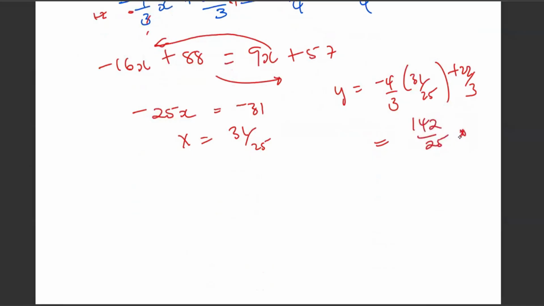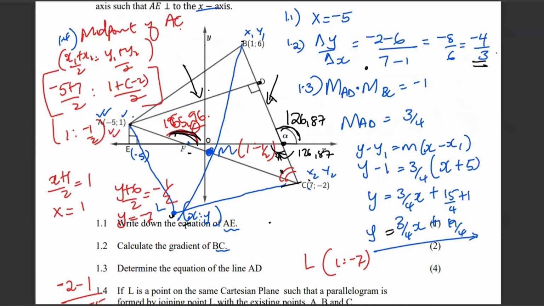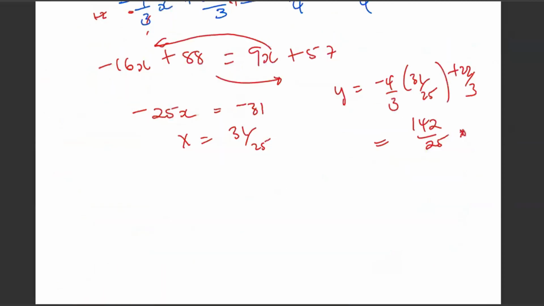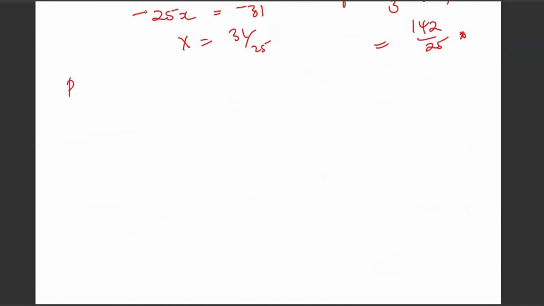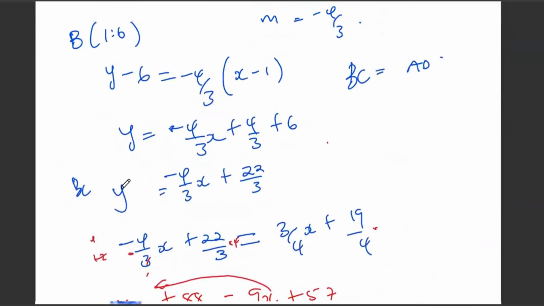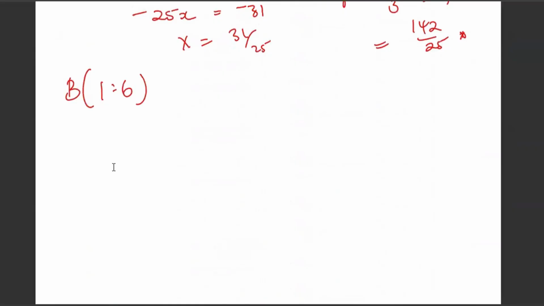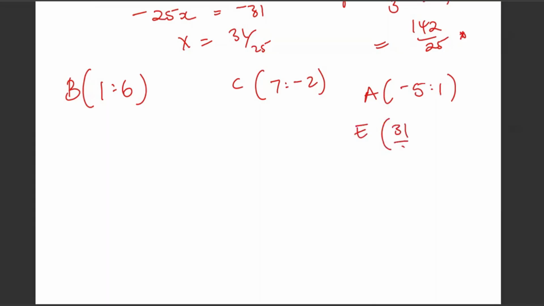Now, having obtained the y coordinates and the x, what we need, we have the distance BC, do we? We don't have the distance BC, but we can get the distance BC and then also the distance AD. Okay, so from our distance formula, we say B is 106. Did I follow the right procedures? Good. So it's a 106. And then our C is 7, negative 2. Then our A was a negative 5 and 1. And then our E, we're saying 31 over 25, 142 over 25.